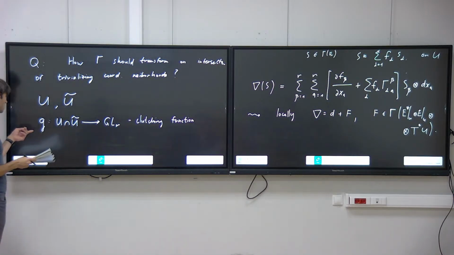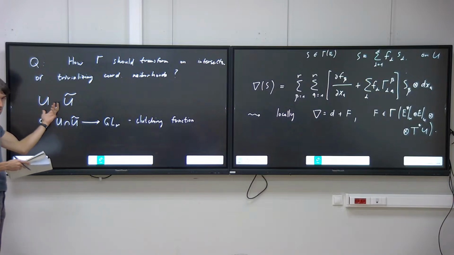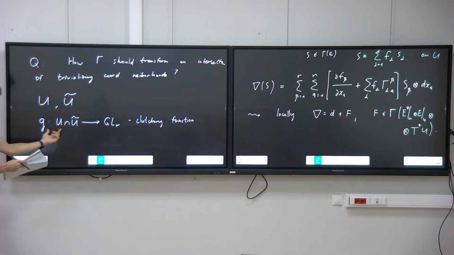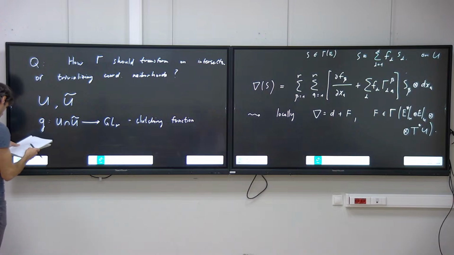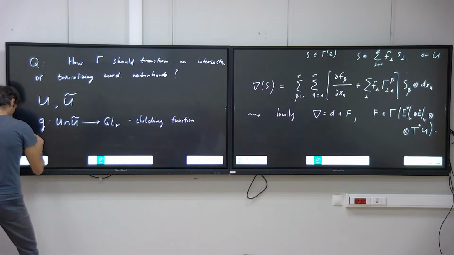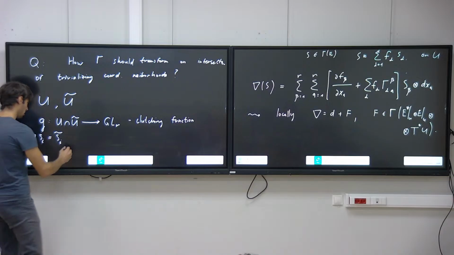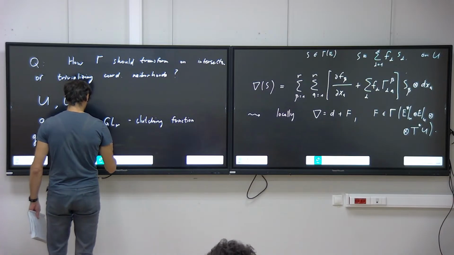Which we have once we actually fix two bases, right? And we know how this G is the one that gives me the transformation between two bases on the intersection. That's how we define the clutching data. So I take G and take S_i. This is just by definition S_i tilde.